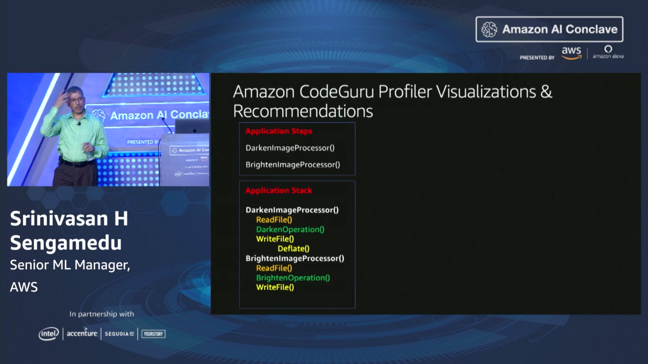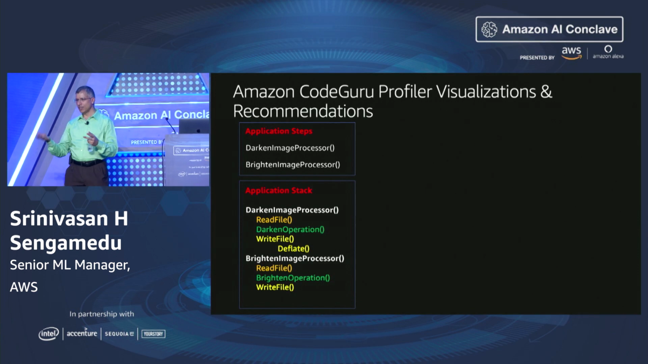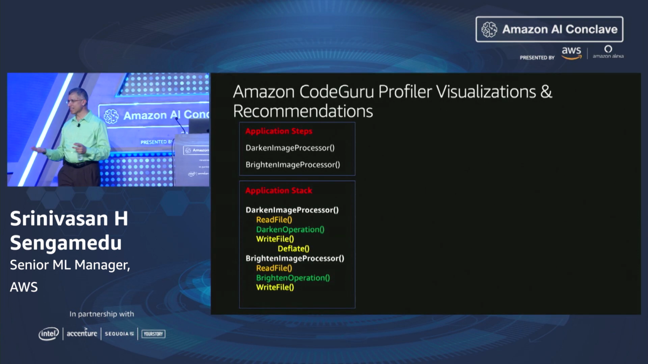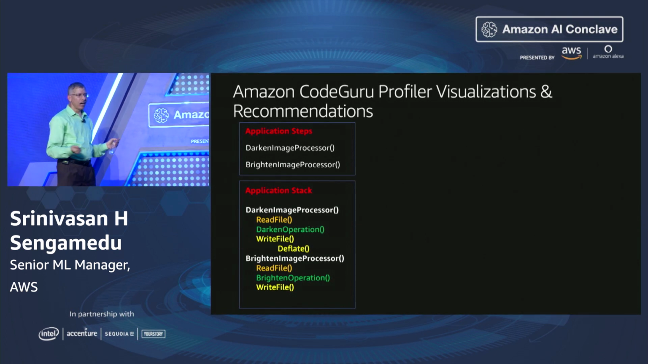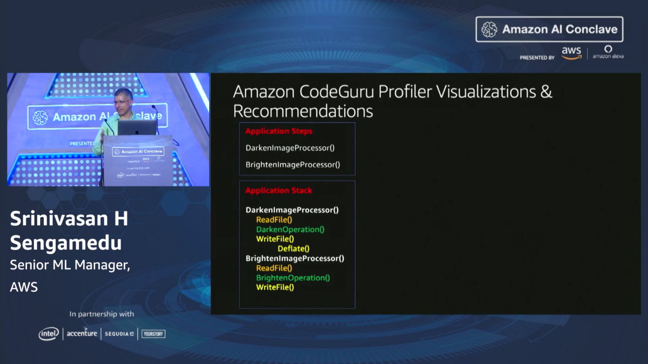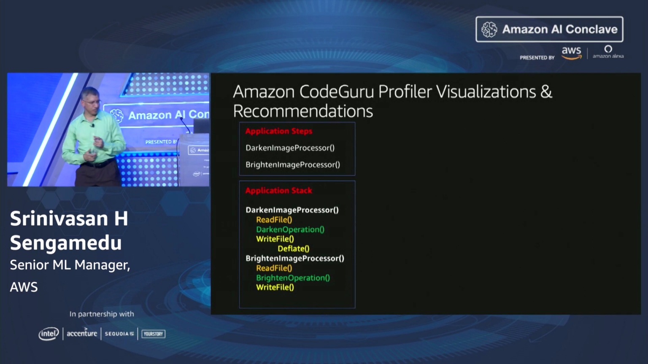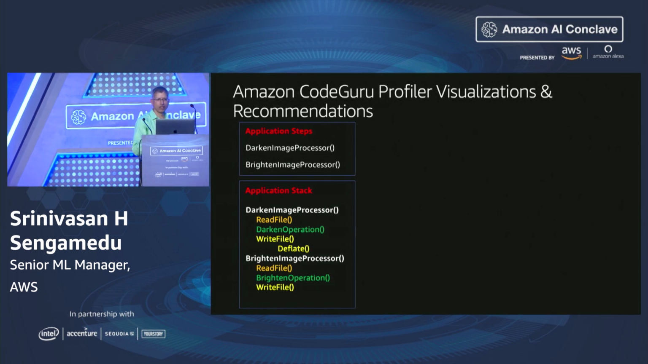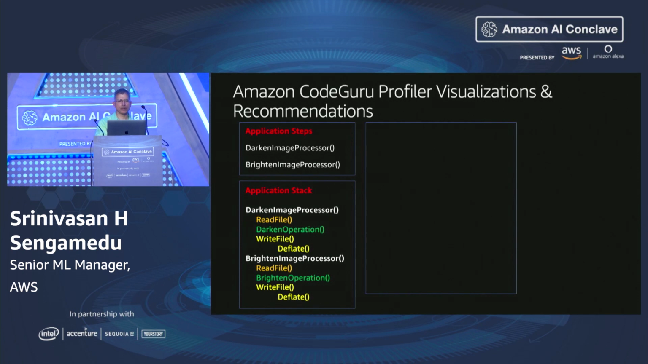So now if I ask the question, which of these steps is more expensive? We talked about finding the expensive lines of code, right? So if I ask you which is more expensive, and let's say that you want to speed it up by 10 or 20%, which one will you target first? This is where the CodeGuru Profiler helps.